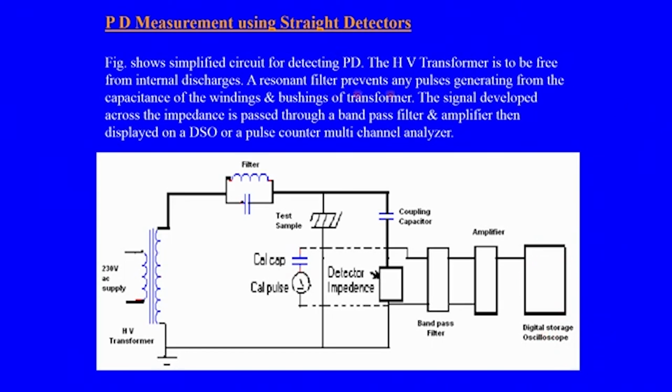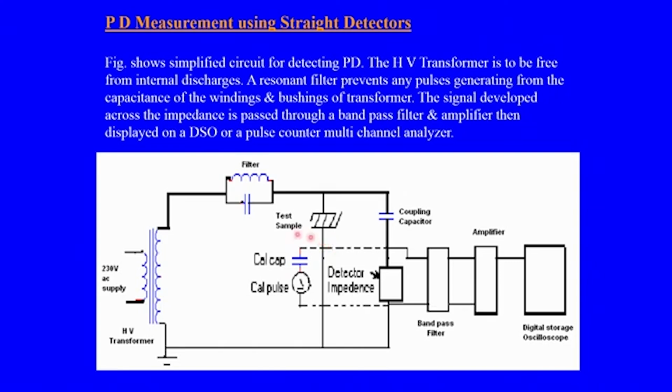The important function of the resonant filter is to prevent any pulses or discharges generating from the capacitance of the winding of the high voltage transformer. These discharges, which are energized at that voltage, should not pass to the sample. So, that is one of the reasons why the filter blocks the discharges from the transformer, and it prevents the pulses or discharges going towards the test sample.